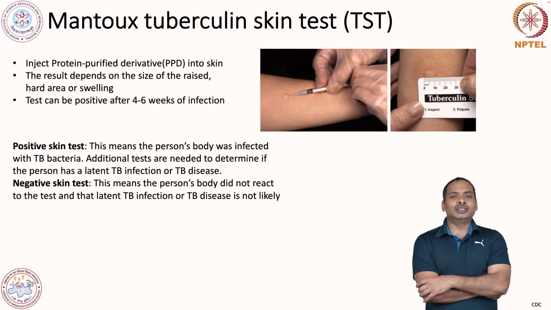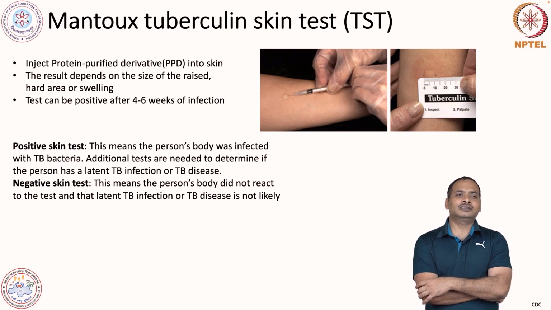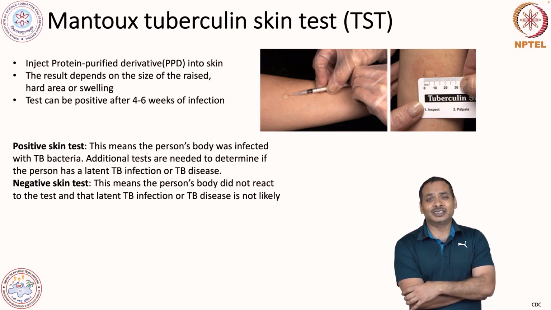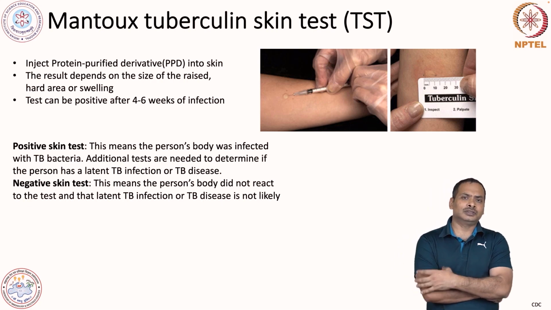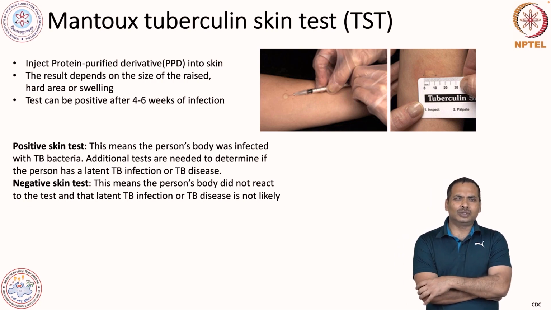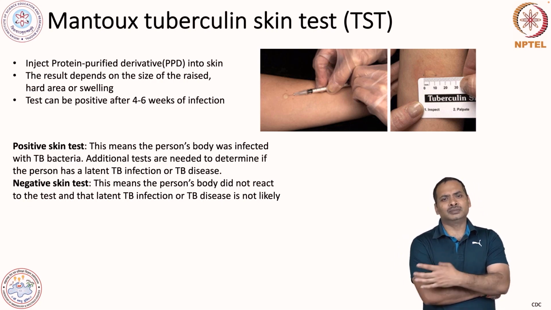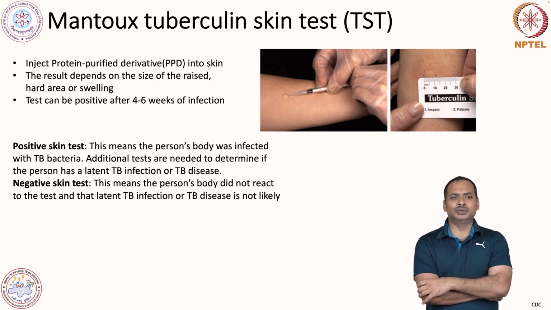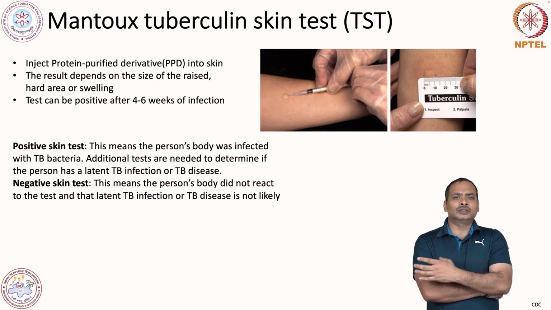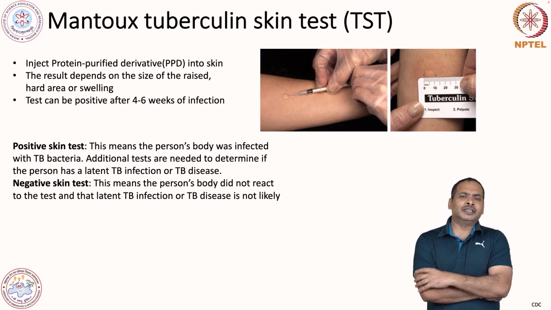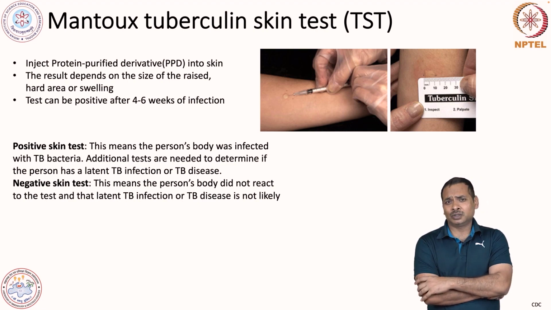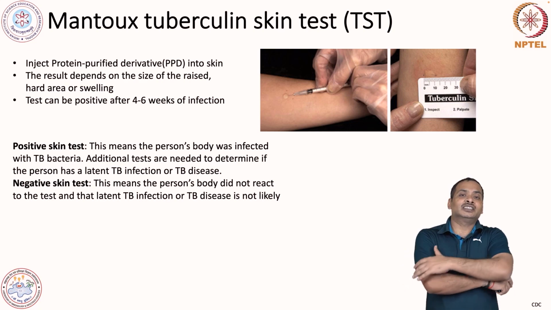So let us look at the tests. There is the Mantoux tuberculin skin test, which is now not so common, but still in some cases people use this. Basically, the individual who is suspected of tuberculosis shows very clear signs and symptoms.